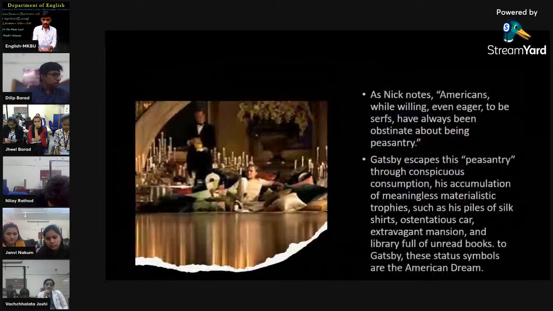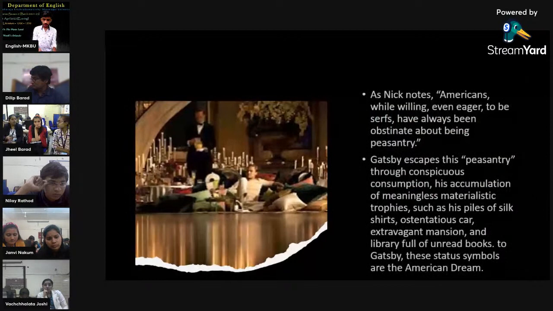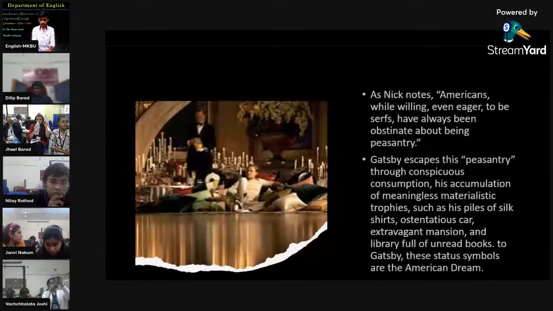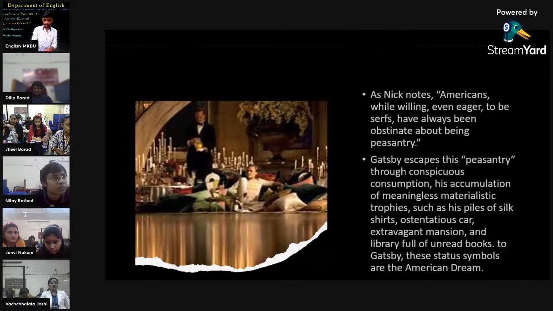As Nick notes in the novel, Gatsby was not satisfied with his previous life, in which he was born a peasant. He tried to succeed through hard work, but that is in the wrong direction. He got the success, but through bootlegging, which is not morally a good thing to do.